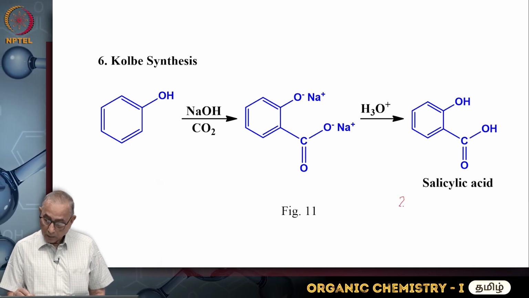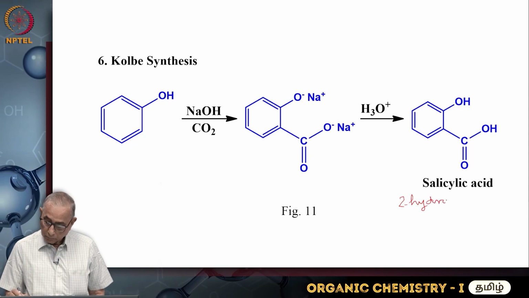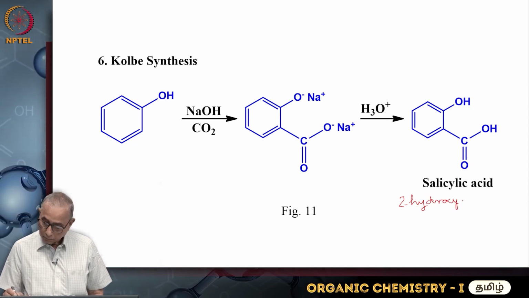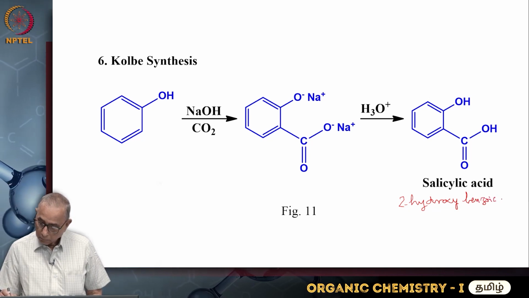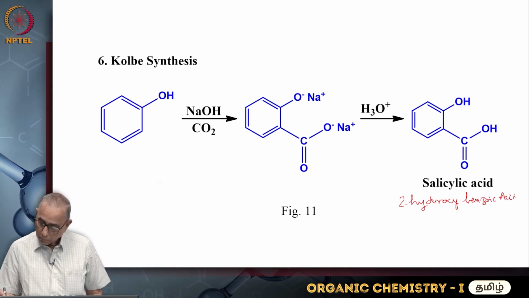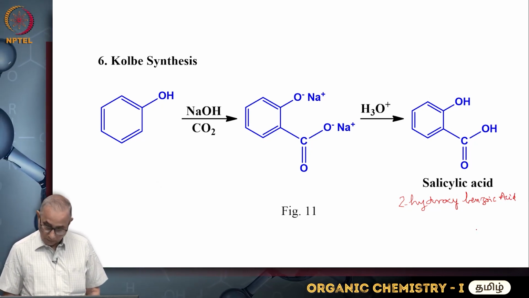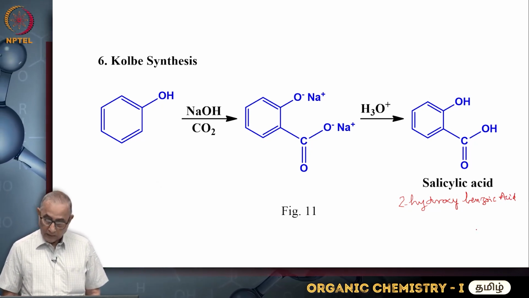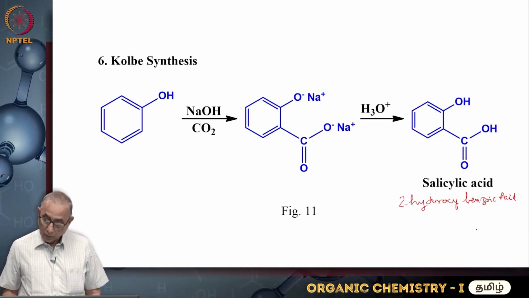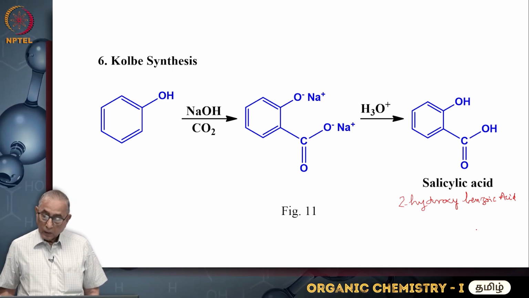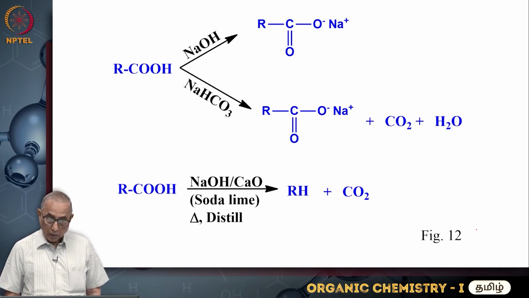The IUPAC name is 2-hydroxybenzoic acid. It's a very important method to prepare salicylic acid. It can be prepared on a large scale. When you acetylate the OH group of salicylic acid, you get acetyl salicylic acid. That is aspirin, a medicinal compound.